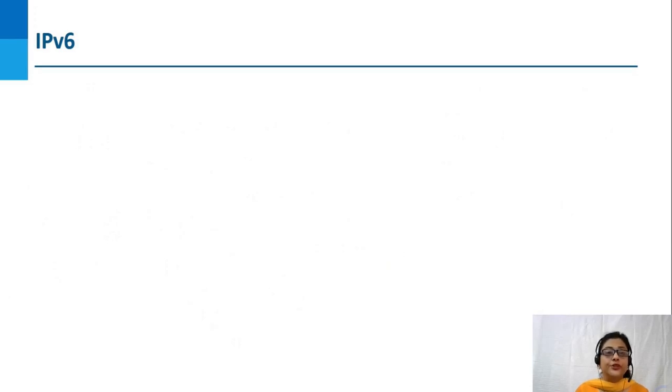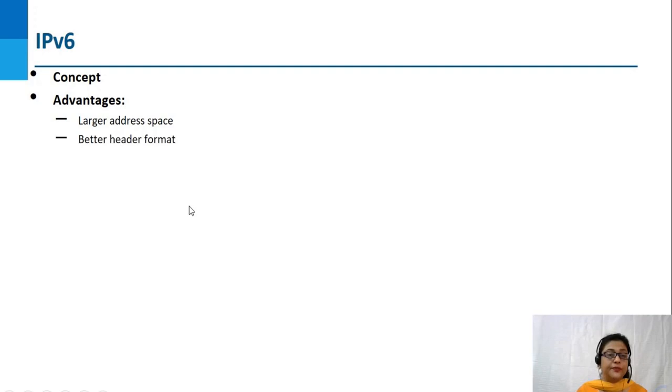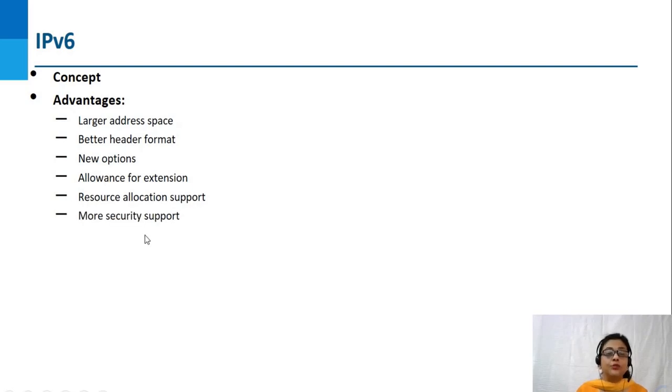Let's now turn our attention to IPv6. IPv6, as we have learned, has several advantages. It has a large address space as compared to IPv4 because the number of bits is 128, and so the address space will be 2 to the power 128. It has a better header format. It has a new options field and it has allowance for extension. It has resource allocation support and it has more security support as well.